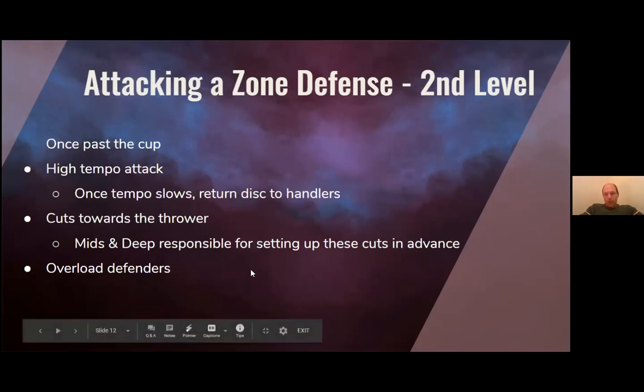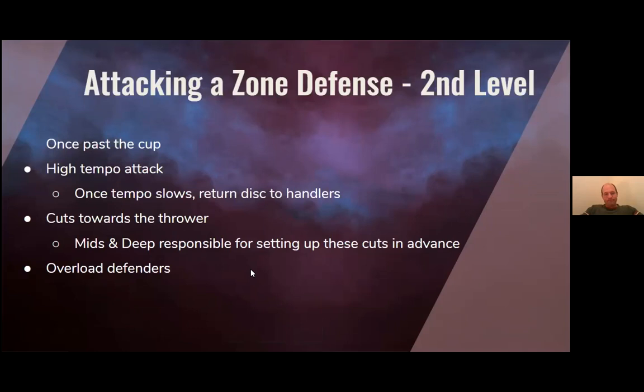Okay, so in terms of terminology, once you get it past the cup, I call that the second level. So when you have the disc with the handlers, you're playing at a bit of a slower pace. You're doing this testing, this probing. Then once you get it past the cup, you want to basically run and gun, try and gain as many yards as you can. You've got a mismatch now. You're overloading the defenders. You've got more players. So you want to gain as many yards as you can. And then once the pace starts to slow down, you can't find an option, that's the time to find a handler again and reset and get the handlers moving the disc.